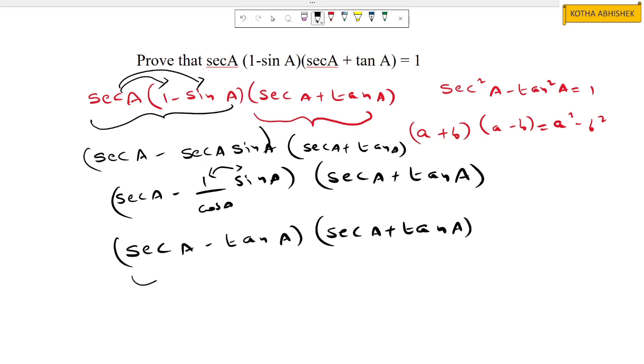Here sec A minus tan A is in the form of A minus B, and sec A plus tan A is in the form of A plus B. A minus B into A plus B is A square minus B square. So sec A minus tan A into sec A plus tan A is sec square A minus tan square A, which is nothing but 1. So the value of the given question is 1, hence proved.